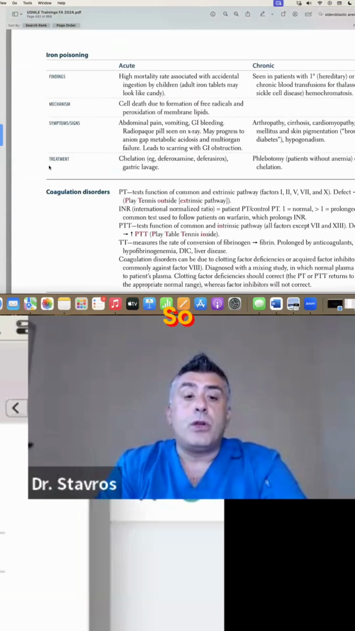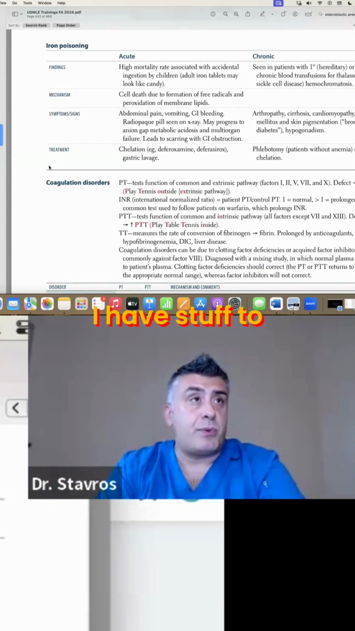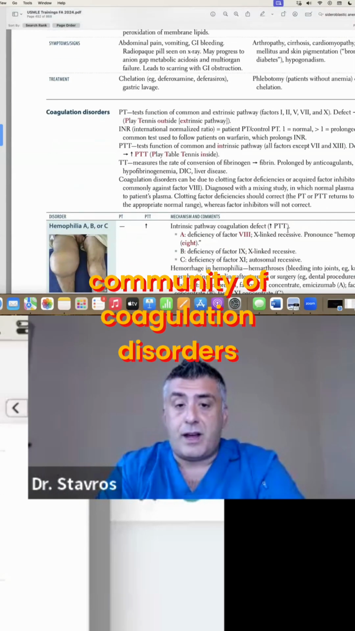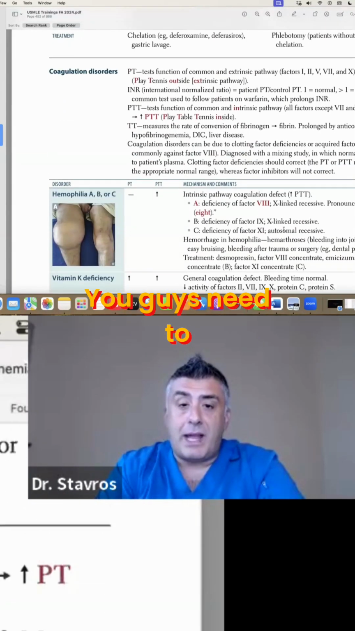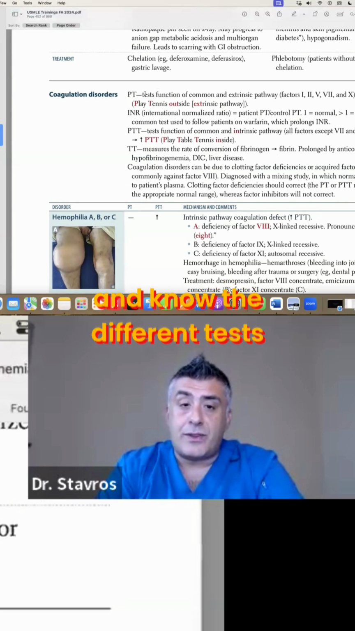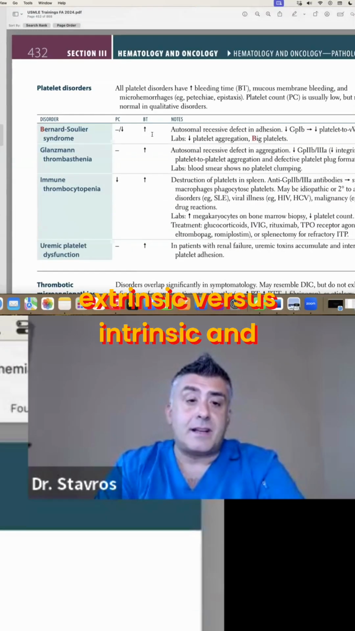All right, so you need to know this, by the way. I have stuff to post in the online community on coagulation disorders. You guys need to be able to differentiate, know the different tests, extrinsic versus intrinsic, and stuff like this.